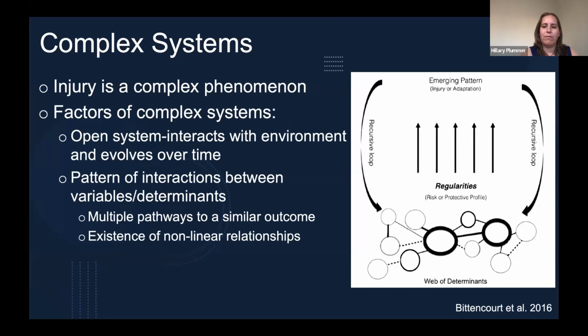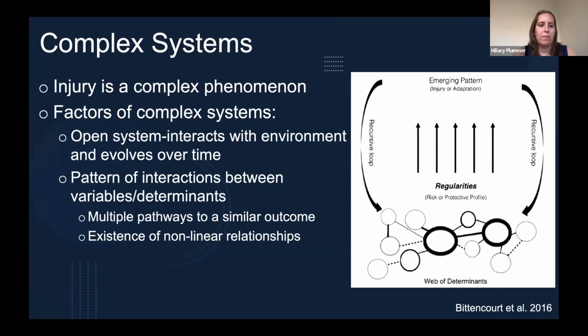If you look at the figure on the right, at the bottom you have a web of determinants. This is basically all the potential factors that may go into why injuries are occurring. Is it a hip strength issue? Is it shoulder strength, shoulder range of motion, hip range of motion, sleep, stress? There could be hundreds of variables that go into a model that could better predict that. But complex systems are open systems, which means they interact with the environment, and they can also evolve over time. So what is an injury predictor for one person at a certain time point may not be the same as they go through their career.